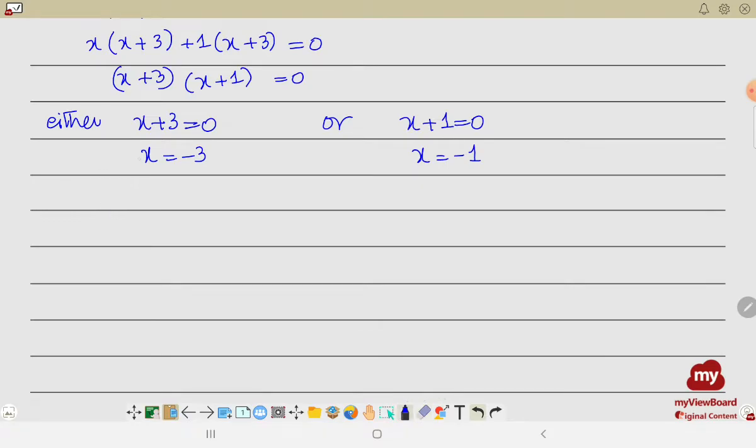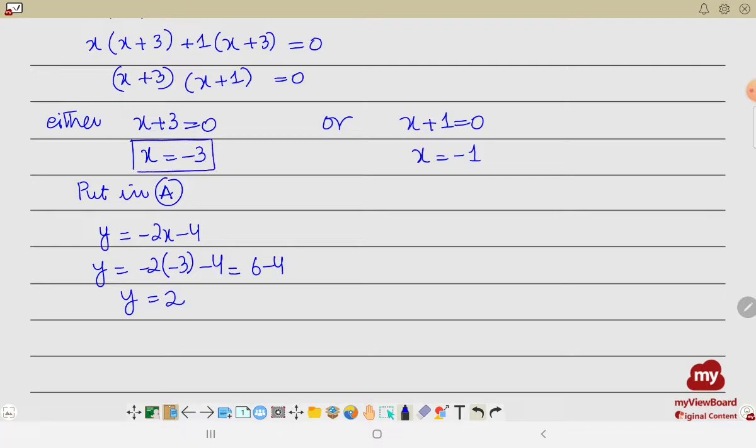For x is equal to minus 3, put this value in A equation. What was the A equation? Let us write that equation. It was y is equal to minus 2x minus 4. So y is equal to minus 2, and instead of x, we'll write minus 3 and we'll just solve it. So y is equal to 2. So for x is equal to minus 3, we get y is equal to 2.